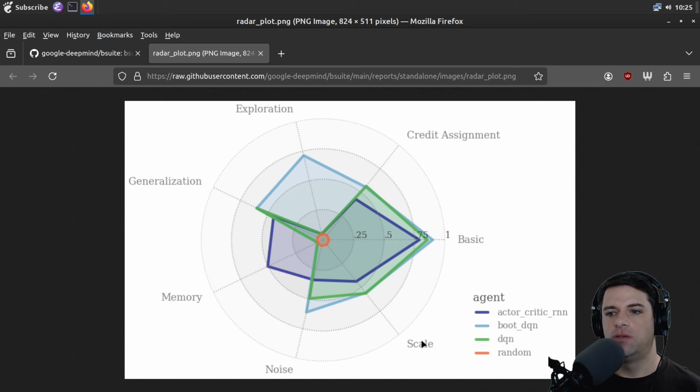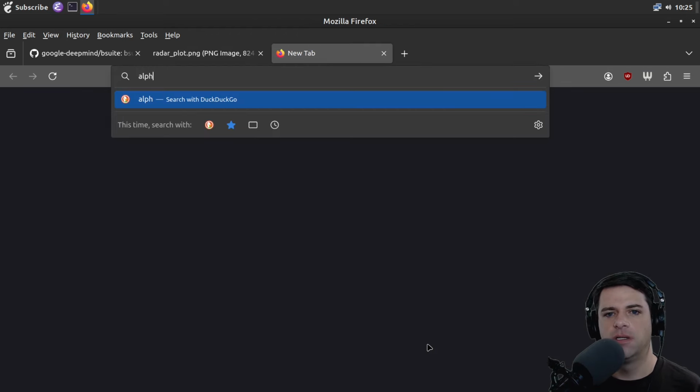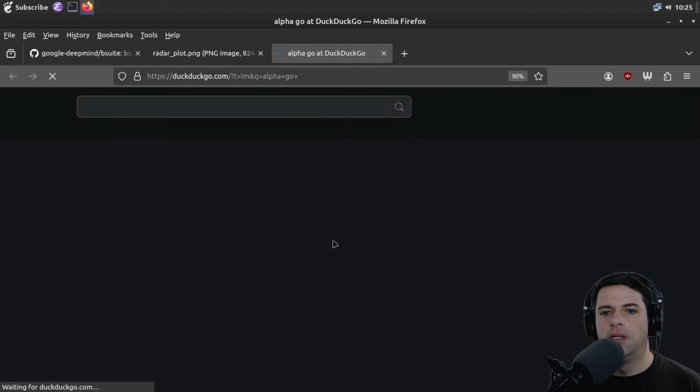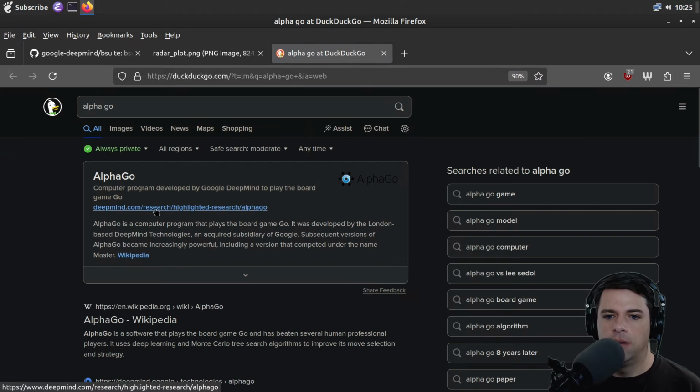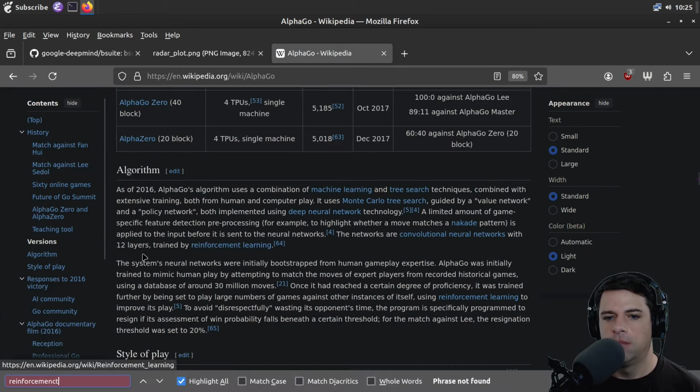They tend to scale up their big computations, like I think maybe AlphaGo is reinforcement learning. Yeah, so they were using convolutional neural networks with 12 layers trained by reinforcement learning.